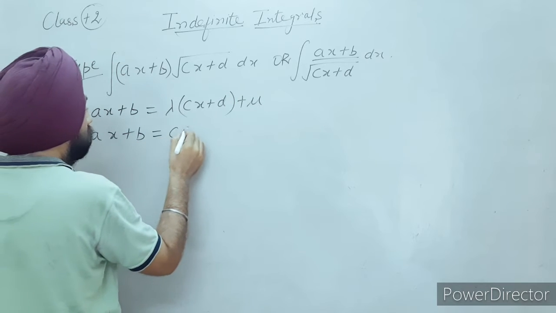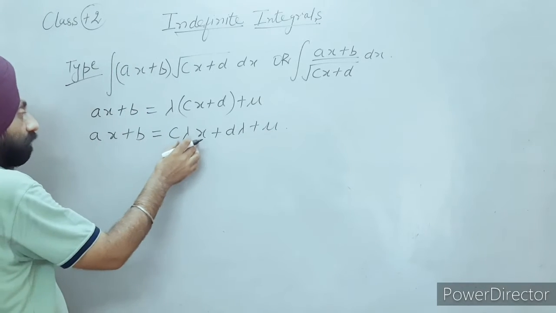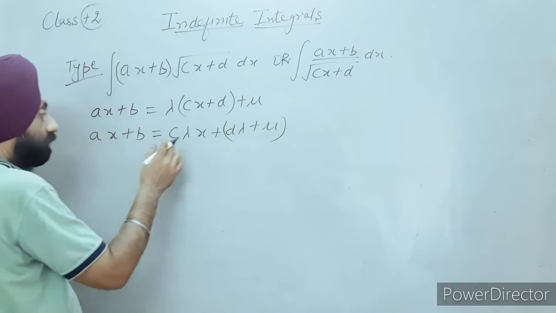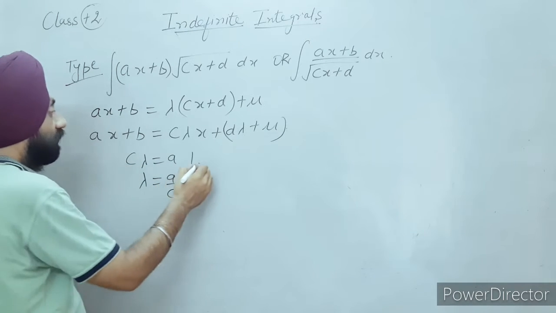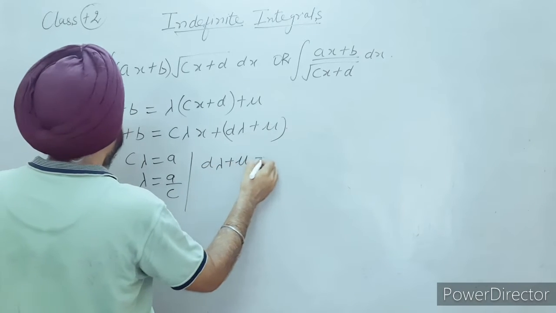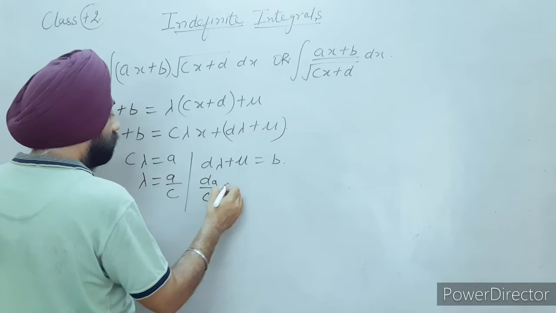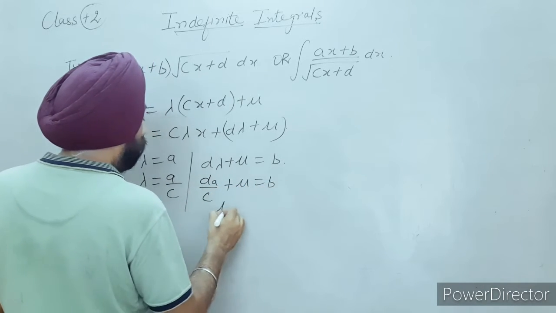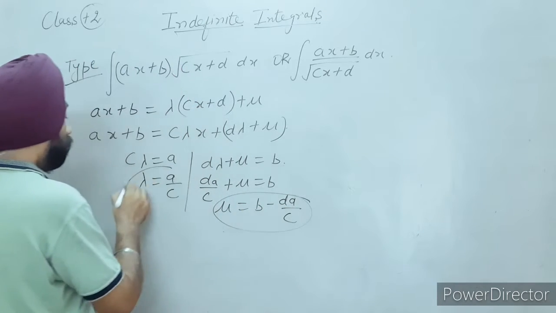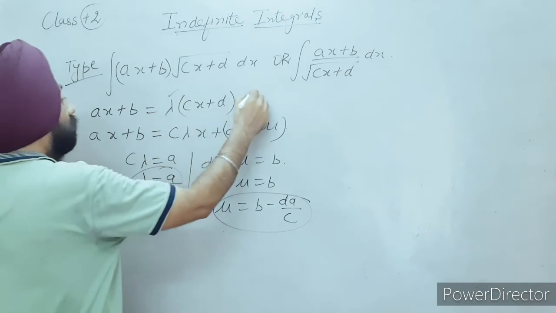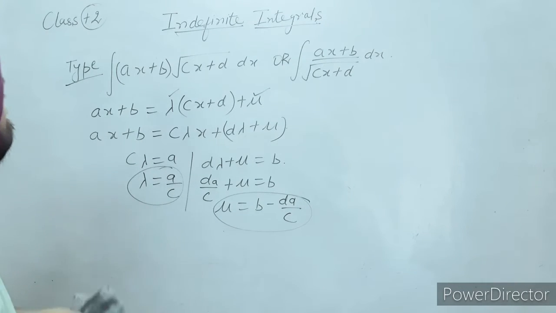Ax plus b is c lambda x plus d lambda plus mu. Now compare the coefficients of x and the constant term on both the sides. C lambda equals a, so lambda will be a upon c, then d lambda plus mu equals b, right? Substitute the value of lambda over here, and I get mu equals b minus da upon c. I get lambda and mu, substitute over here and then integrate. Hope you have understood the method.